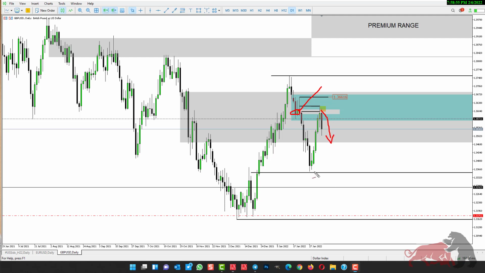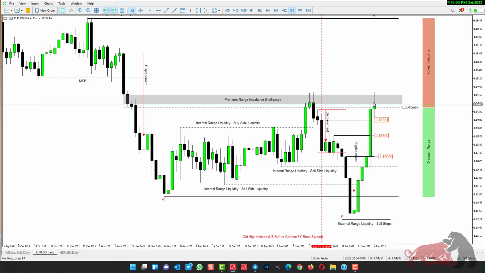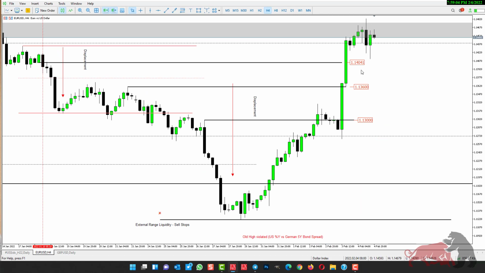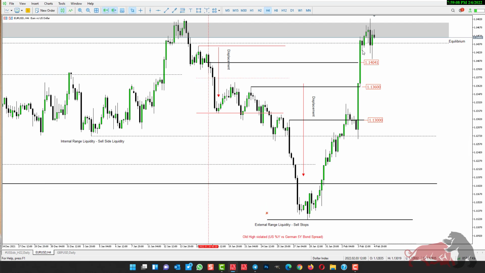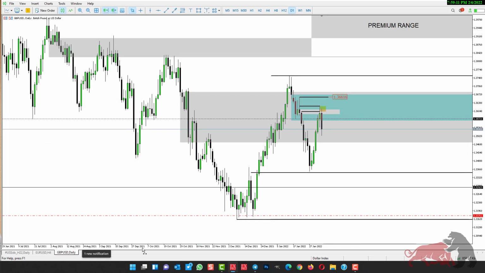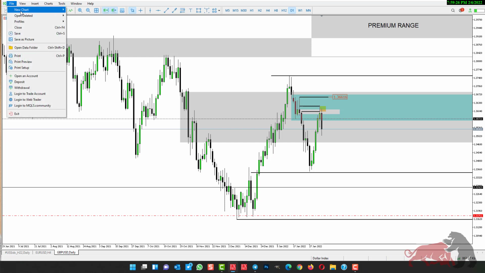The weakness that we saw on pound USD and also on euro USD, you can see the wick here. I'm going to go to H4. This weakness that we saw, the resistance that was provided in the premium range on euro USD was facilitated by a good NFP number from the United States. The non-farm payroll number came out positive. That means we had resistance on pound USD, euro USD, and also NZD USD.